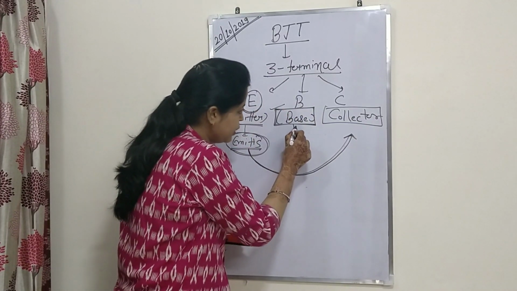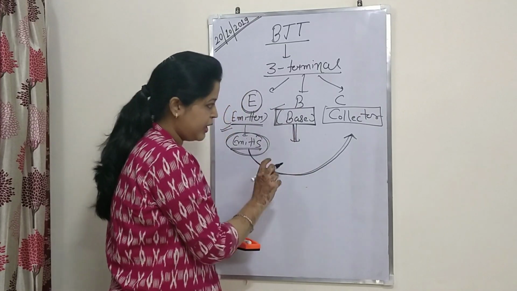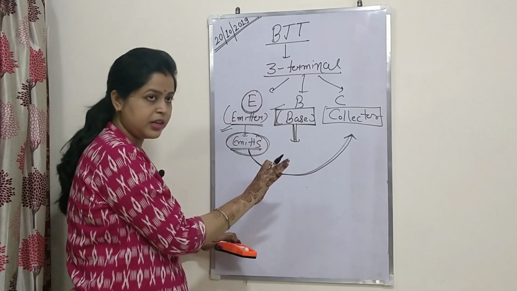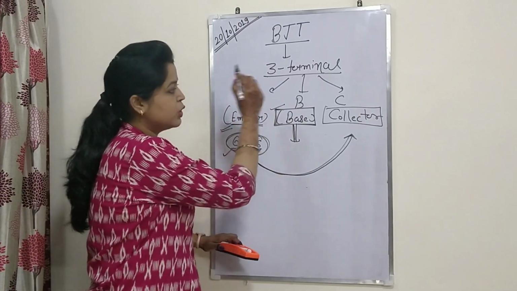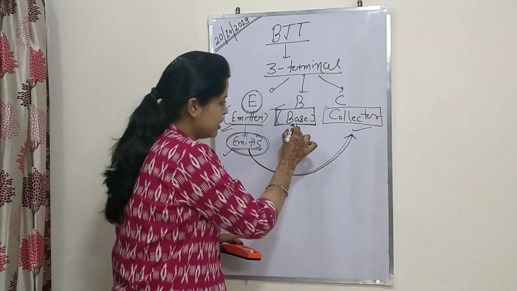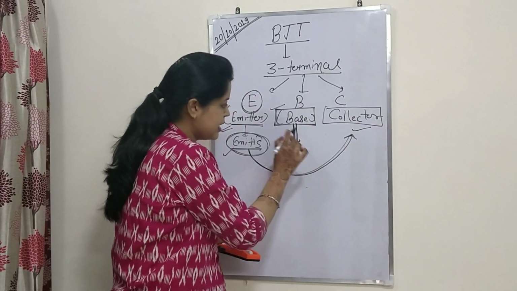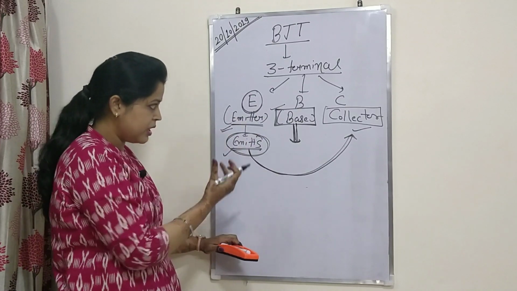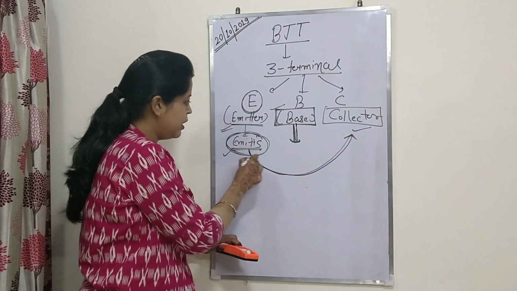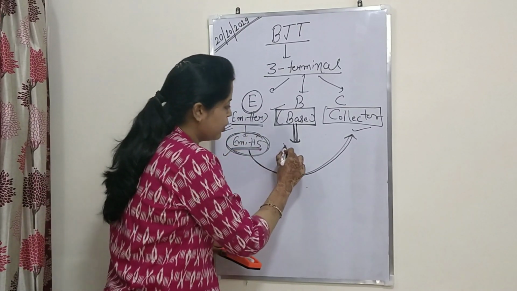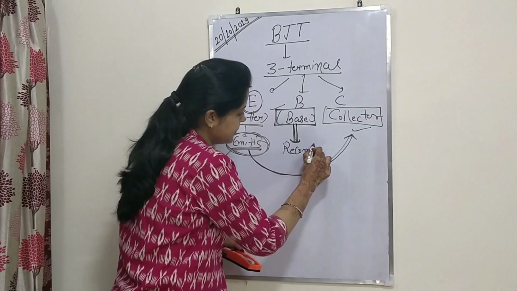What it will do, it will try to recombine the charge carriers coming from emitter and going toward collector. So the main work of the base is just to extract or to collect some charge carriers from emitter just in order to recombine them.